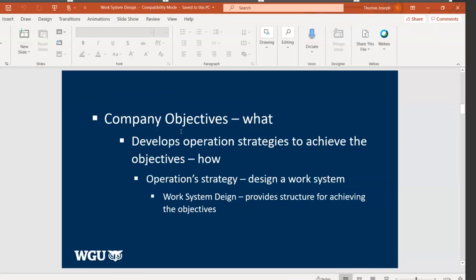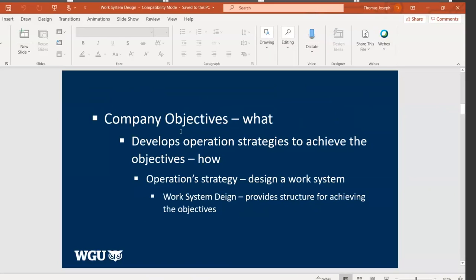All right. So the company develops strategies to achieve its objectives. Remember, the company starts with objectives, mission statement, vision statement. Now it develops strategies as to how we get those to become a reality. So the operations strategy is what we call work system design. To bring the how into play, the company has to develop a work system or a process in order to get this done. Work system design therefore provides structure for achieving the objectives.